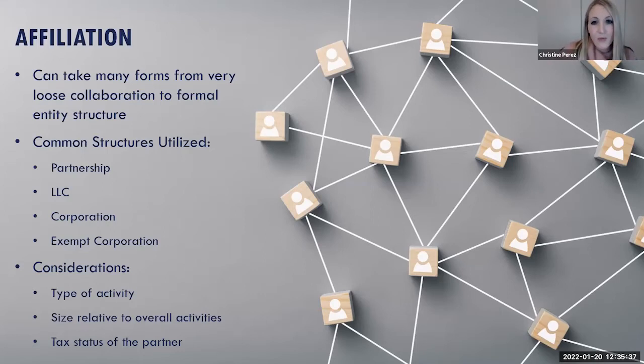And lastly, we've got tax status of the partner. So again, if we've got two exempt entities, maybe we're looking at what's going to happen with the UBI. If one of the entities is taxable, we need to take a look and make sure that there's no benefits that are provided between entities. So different considerations depending on what entities we're looking at on the two sides of the affiliation.